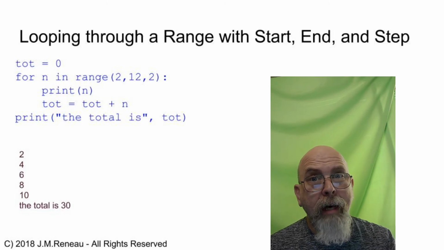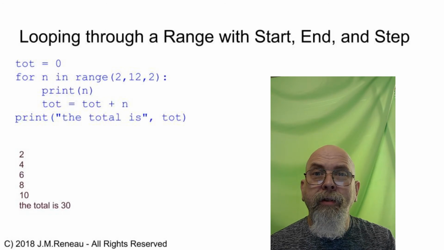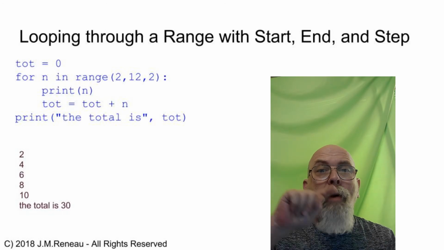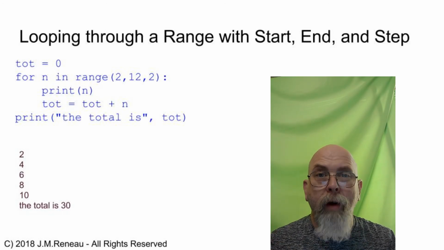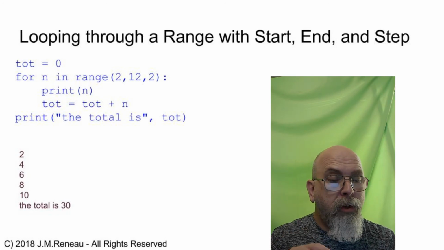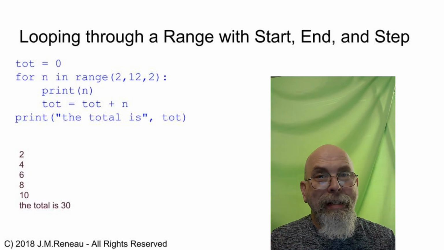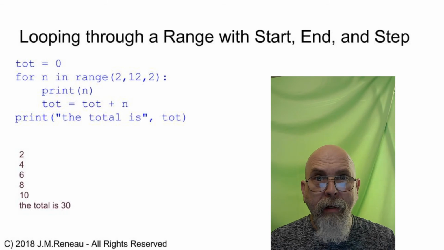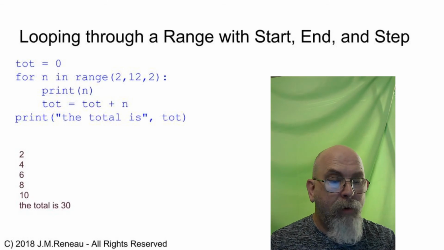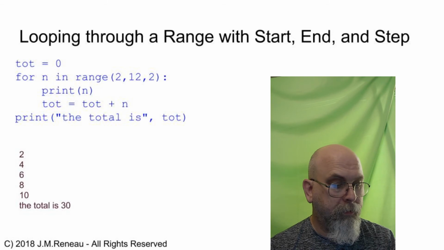Range also accepts a third value, and the third value is known as the stepping value. The step value tells Python how many to add each time. Range by default uses 1, as you've seen before, but here we go from 2 to 12 step 2, which would give us 2, 4, 6, 8, 10, but it won't do 12 because it always ends less than that last number, and you can see I'm creating the total of the first 5 even numbers.